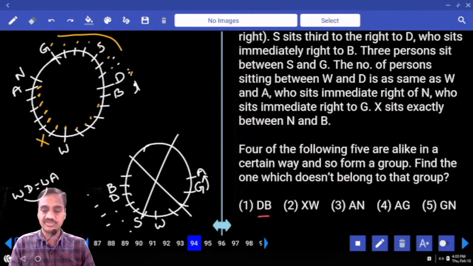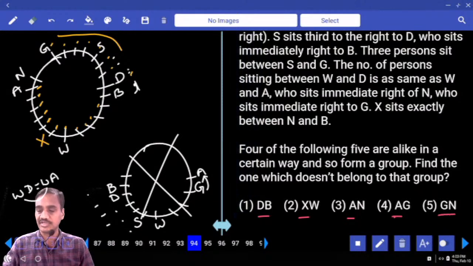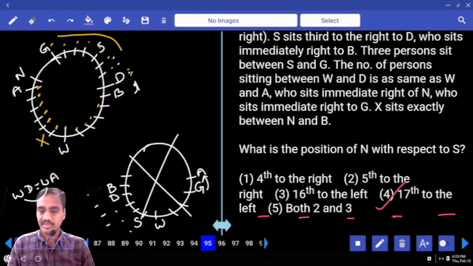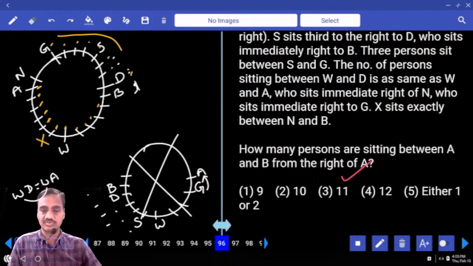D and B are adjacent, X and W are adjacent, A and N are adjacent, A and G, they are not adjacent. G and N are again adjacent, except choice 4. The remaining are adjacent persons. Then what is the position of N with respect to S? N with respect to S, 1, 2, 3, 4, 5. Now 5th to the right. 5th to the right, that is choice 2, question number 95. 95 is choice 2.